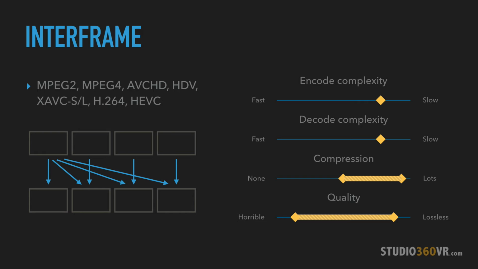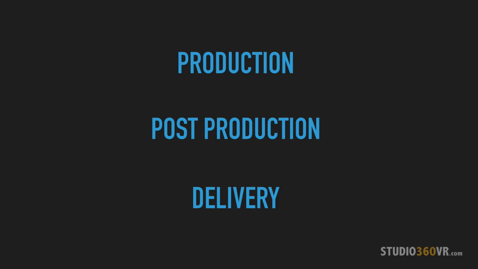So examples of these sort of codecs are MPEG-2, MPEG-4, AVC-HD, HDV, XAVC, H.264, HEVC, which is the new H.265. And so these are really the only three technologies in use for video codecs at the moment. And they all fall into these three categories of how they're, like, characteristics of complexity, compression, and quality. And so now we can start trying to slot these into our workflows and see how is this going to work for me as a video producer.